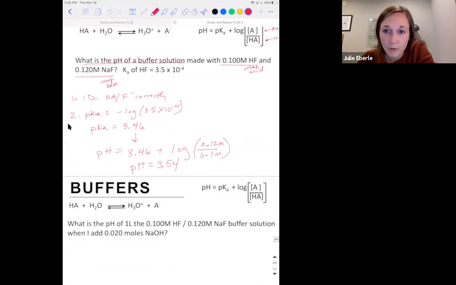Now, I will tell you, the buffer will not change. It will be the same through all 3 steps of a buffer problem. So here we have HF and NaF. That's going to be the same, which means your pKa is also the same. So we'll come back and we'll get this value when we need it.